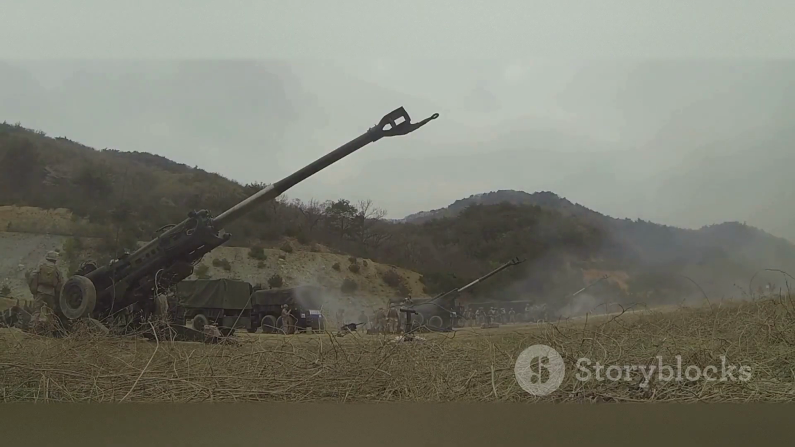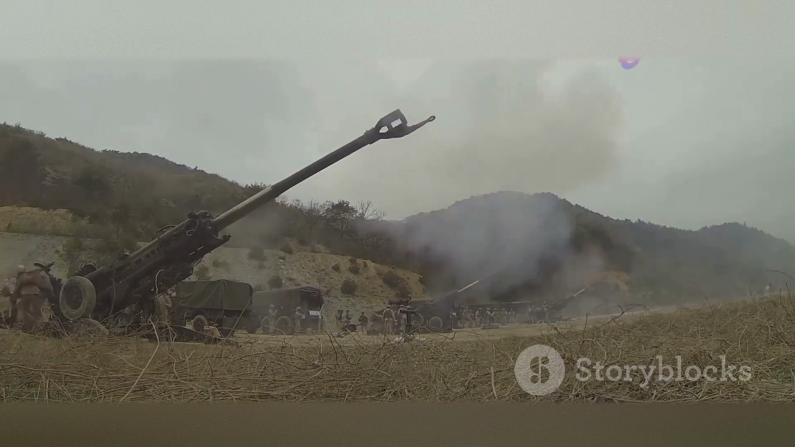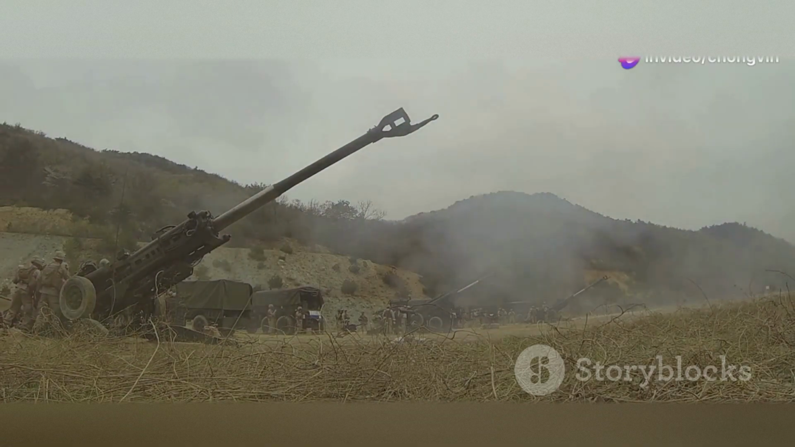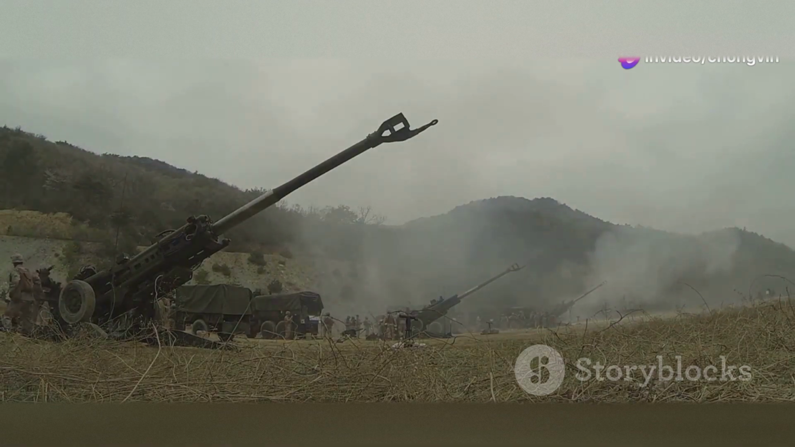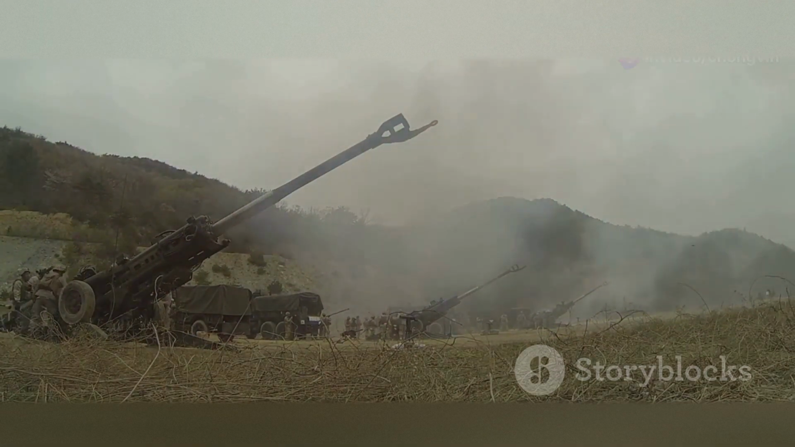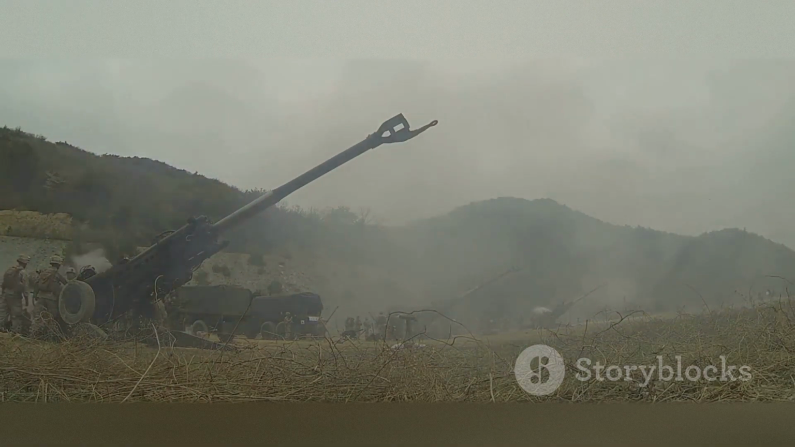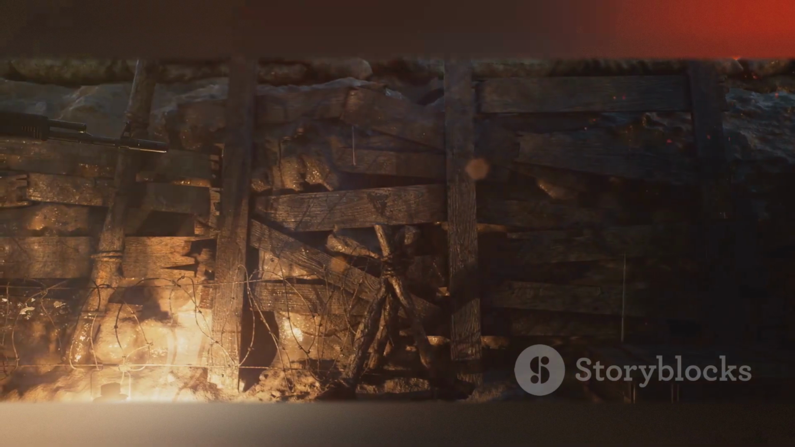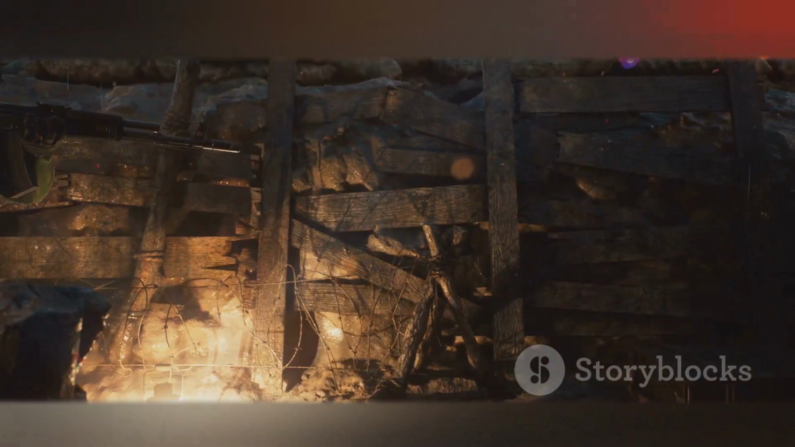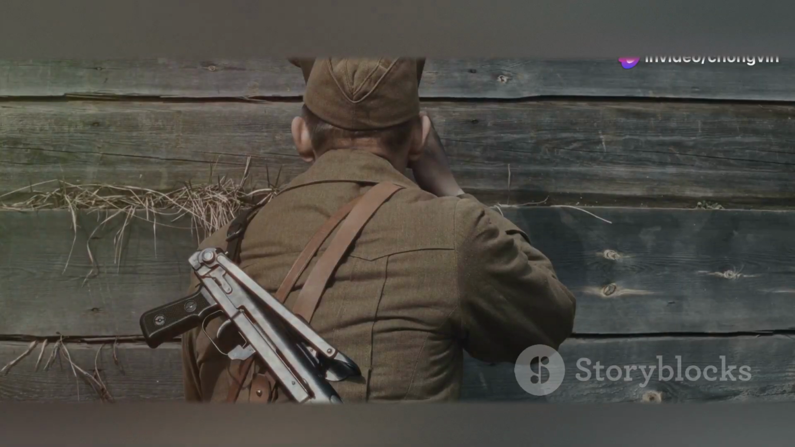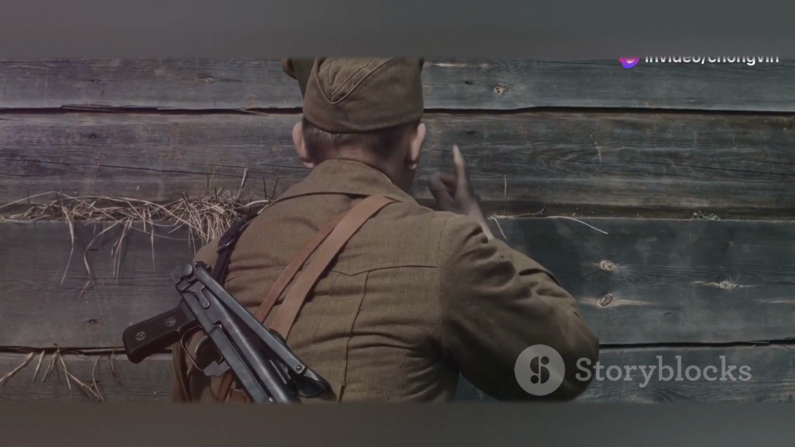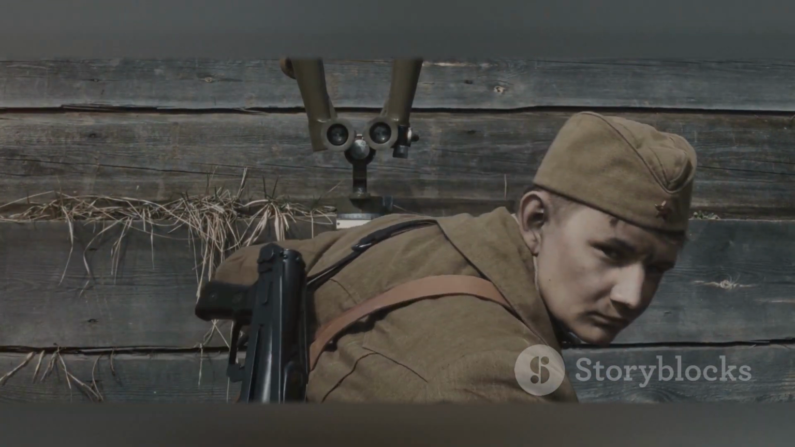The Allies launched the Battle of the Somme to relieve pressure on the French at Verdun and to break through German lines. The battle began with a massive artillery bombardment, followed by an infantry assault. However, the German defences were strong, and the initial attack resulted in heavy Allied casualties. The battle continued for several months, with both sides suffering enormous losses.